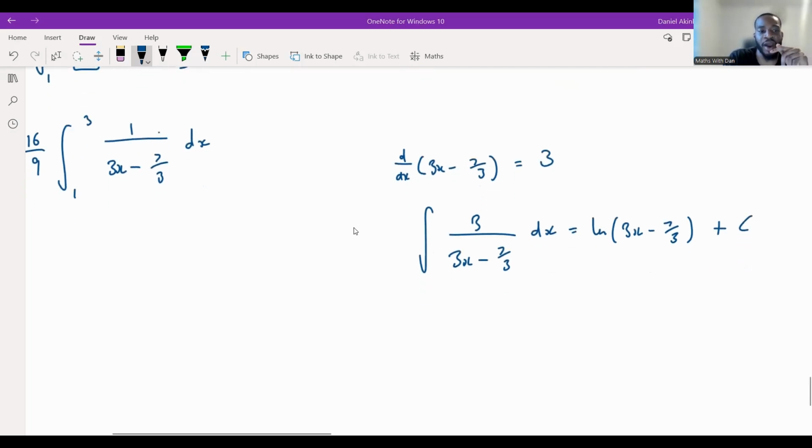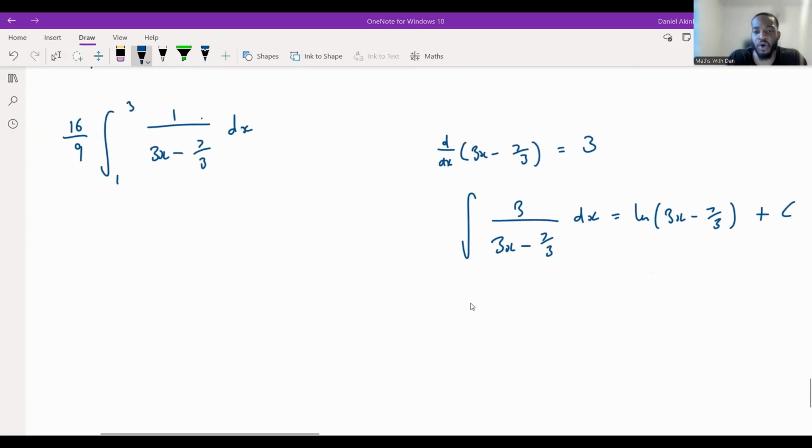So with that being said, what do we have? Well, we've got a 1 on the top, haven't we? What is the difference between that integral and that integral, guys?